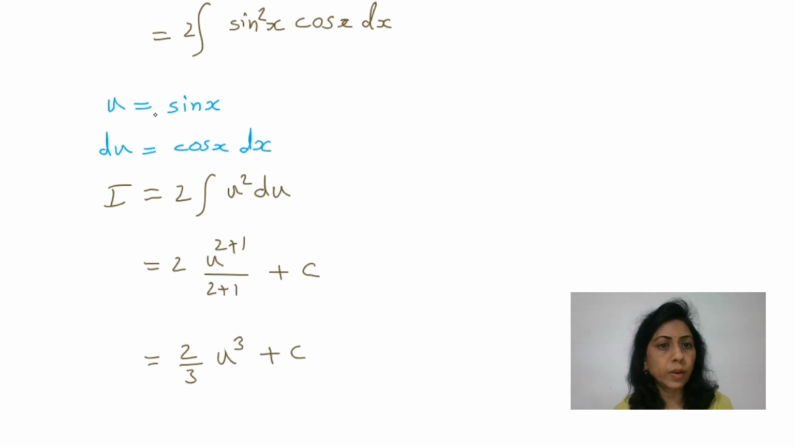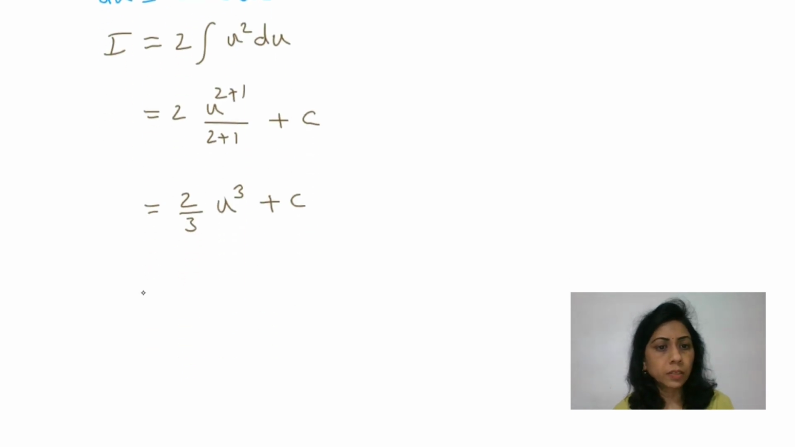And what is the u value? sin x. So we can replace it. Our final answer is 2 upon 3 sin x cube, or sin cube x, plus c. And this is our final answer.